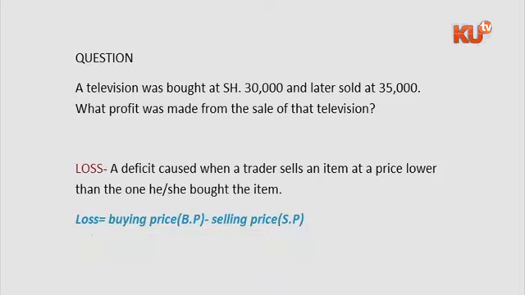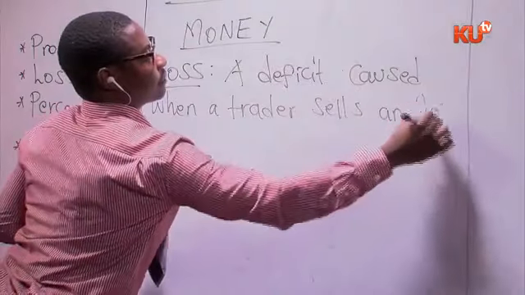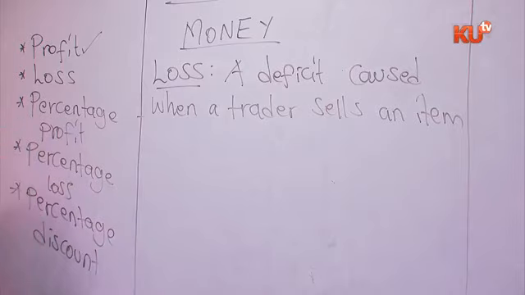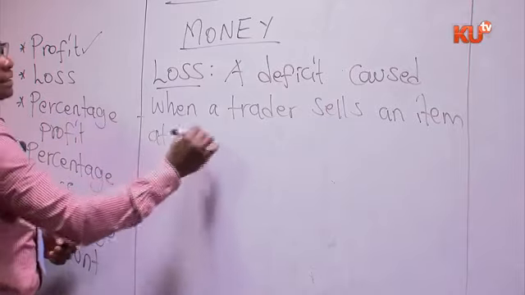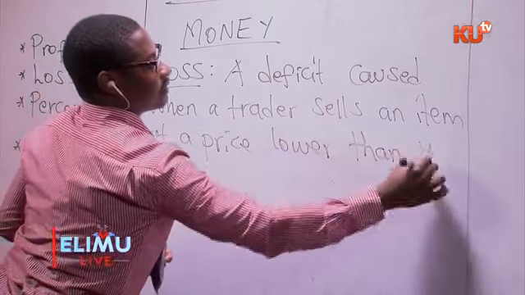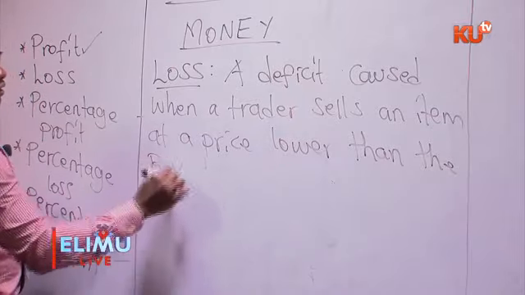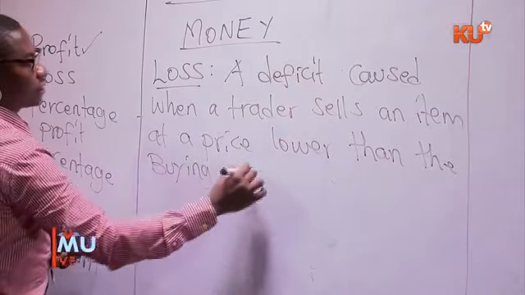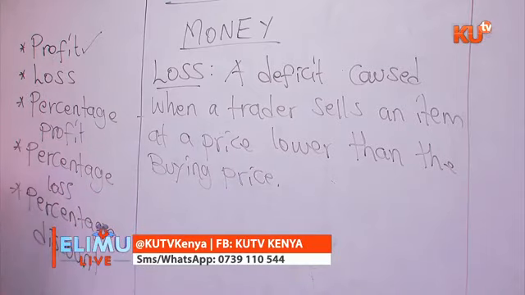It's a deficit cost when a trader sells an item at a price lower than the buying price. So this is what loss is. We can all read it aloud. Loss: a deficit cost when a trader sells an item at a price lower than the buying price.